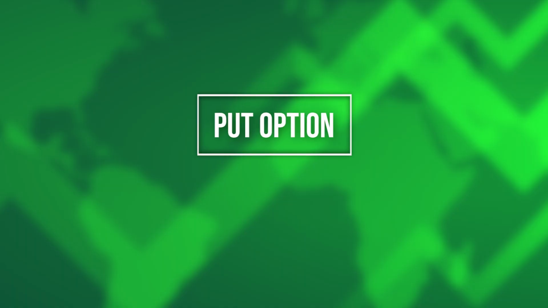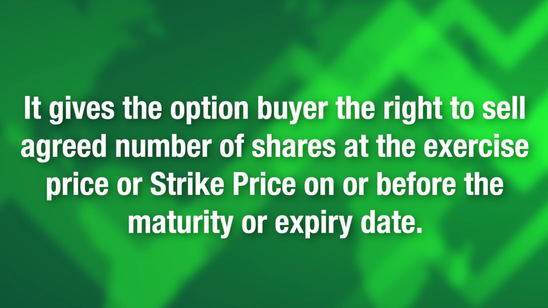Put option. A put option is an option to sell an asset. It gives the option buyer the right to sell an agreed number of shares at the exercise price or strike price on or before the maturity or expiry date. You can recall that the call option is an option to buy an asset, whereas the put option is to sell an asset.